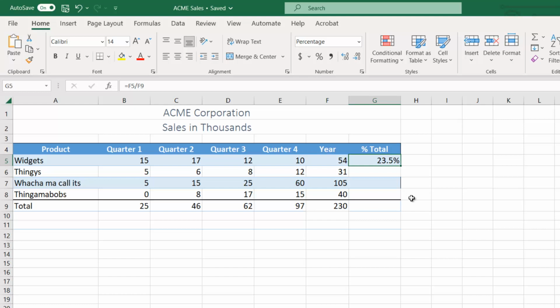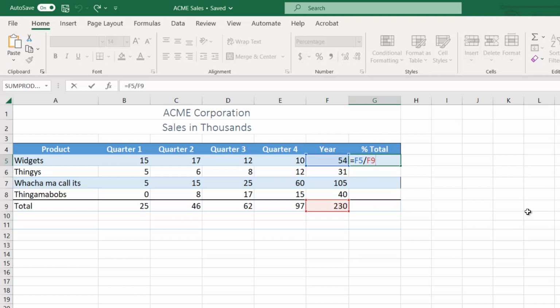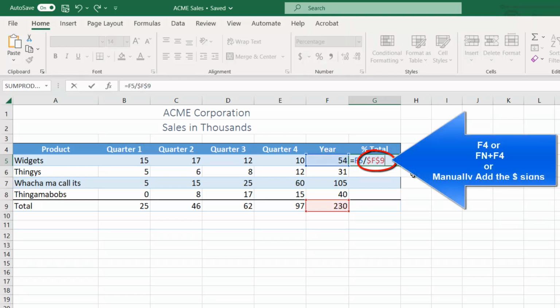So let's write the formula. I'm going to double click on here. I can hit F2, function key 2, or I can double click. And the problem is when I copy this formula down, I want F5 to turn into F6. But I don't want F9 to ever change. Now, the way you do that is a couple ways. I can hit function key F4, and it puts a $ sign in front of the F and a $ sign in front of the 9. What that means is when you copy this formula, do not ever change the F. And the $ sign in front of the 9 means do not change the 9.